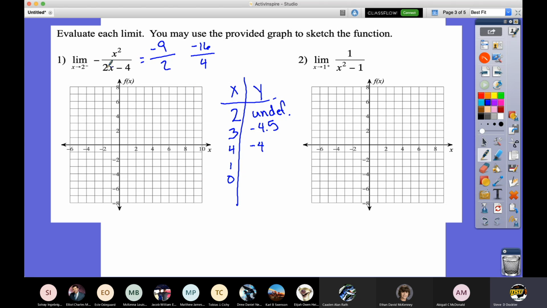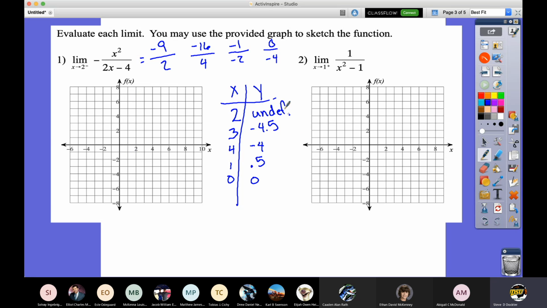If we put a 1 in there, we'd get -1 over, how about 2 minus 4, which would be -2. So that would be 1/2. And then for a 0, we would get 0 over -4, which would just be a 0 here.